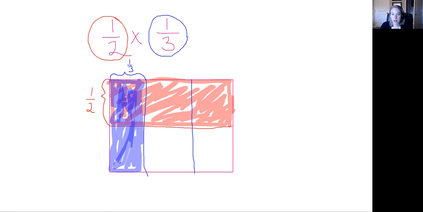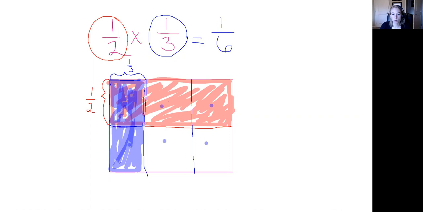The part that's going to be my answer is the part that's double shaded. So you can see here where my red and my blue is overlapping, it's kind of making that purple color, and that is the part that is going to be my answer. So I can see this square right here is a 1/3 by 1/2 square, and it is 1/6 of my whole. You can see the 6 parts here that we made with our overlapping lines. 1, 2, 3, 4, 5, 6 parts, and this is one of my 6 parts. So 1/2 times 1/3 is going to equal 1/6.